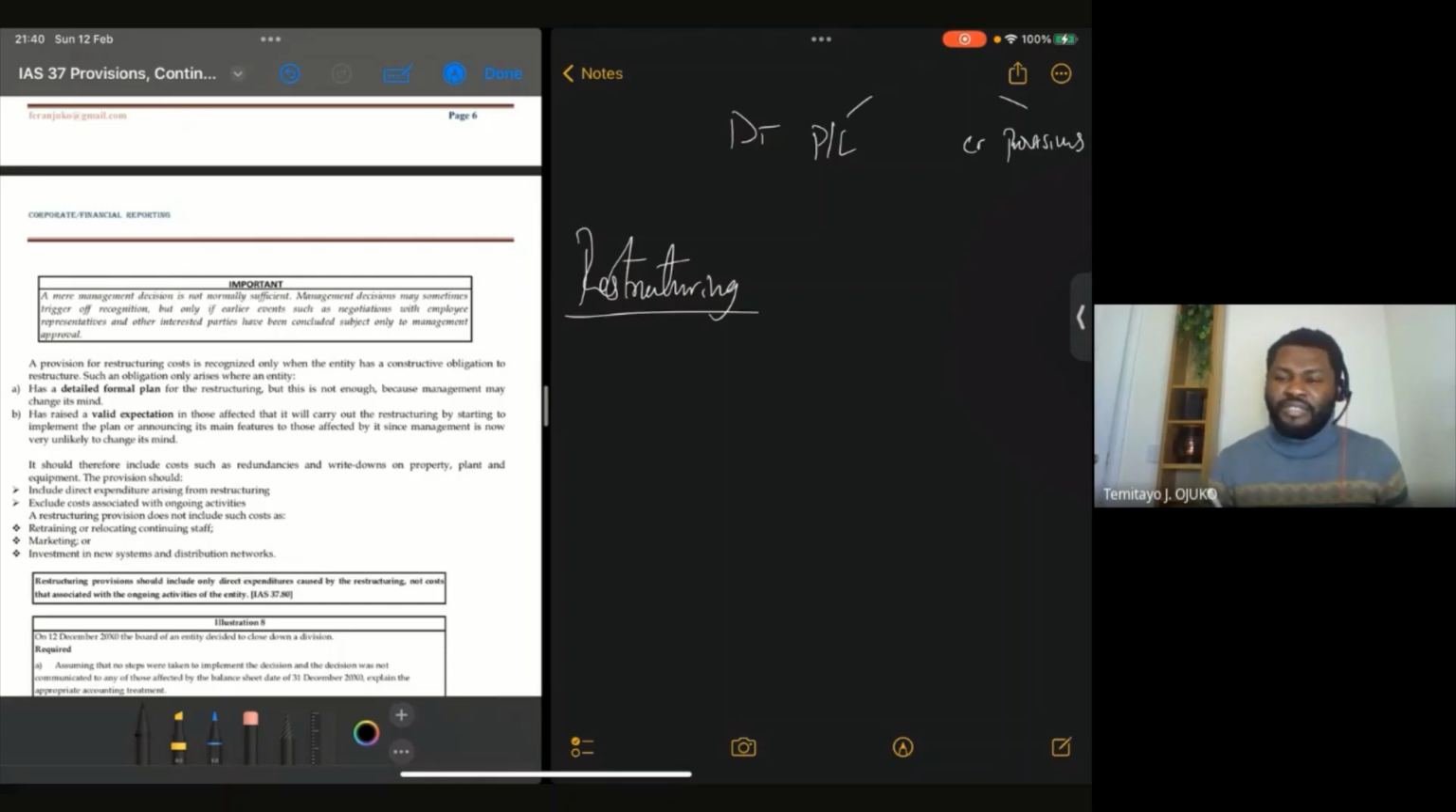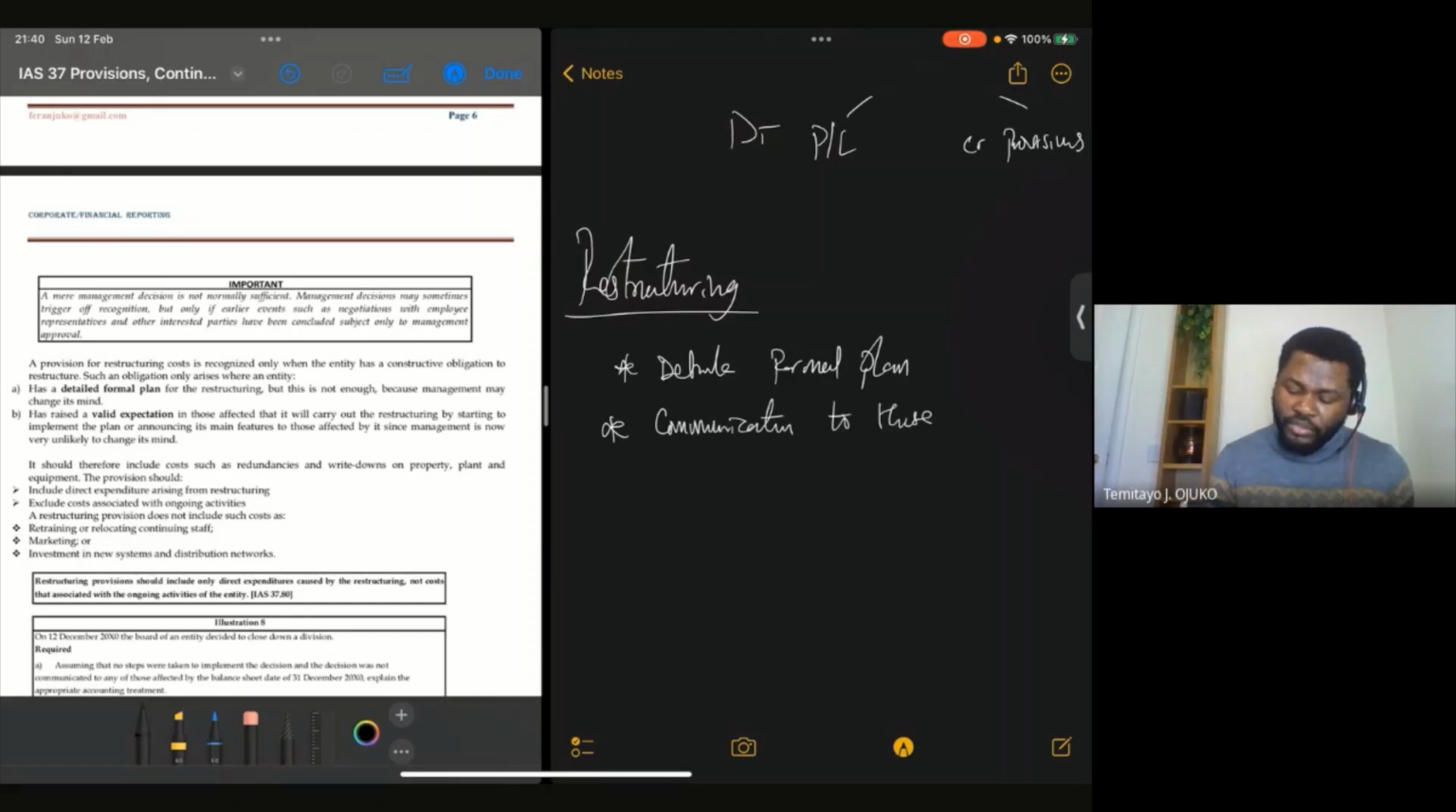For a provision to be made on restructuring, there must be two things: number one, a detailed formal plan, and number two, it must have been communicated to those affected. Now, if these two do not happen, then no provision should be made. A detailed formal plan, a documented detailed formal plan. Communication, whether you have informed those that will be affected by the restructuring. Then at that point, it can trigger. These are the two things that actually trigger the present liability.